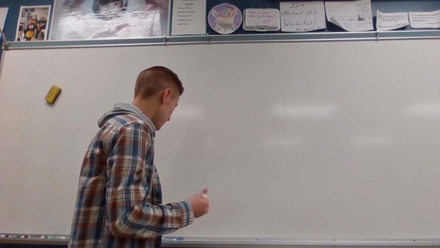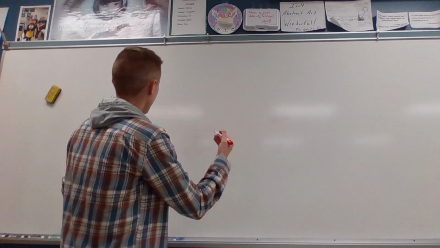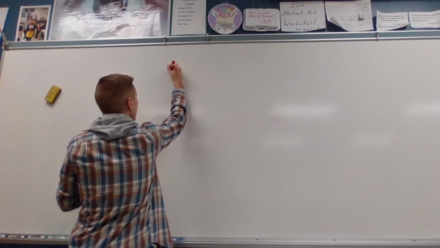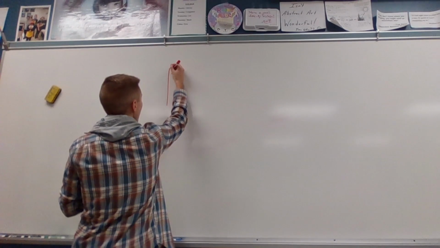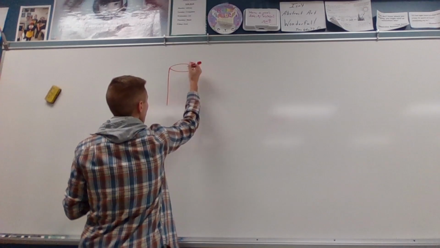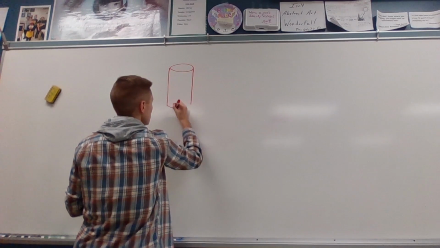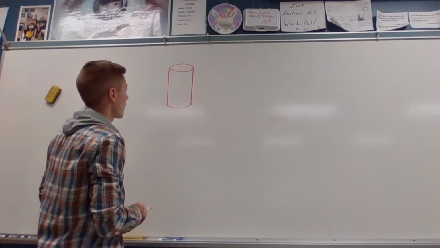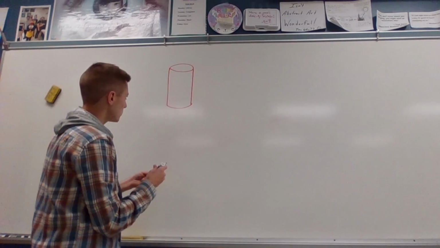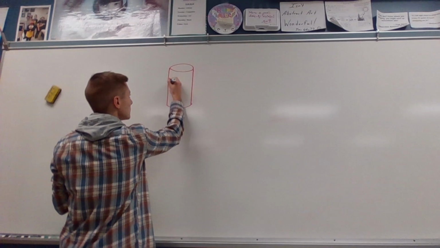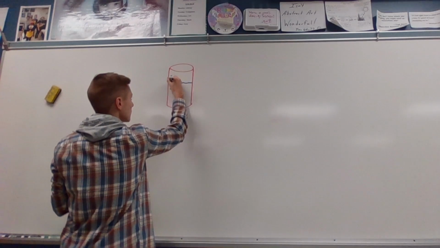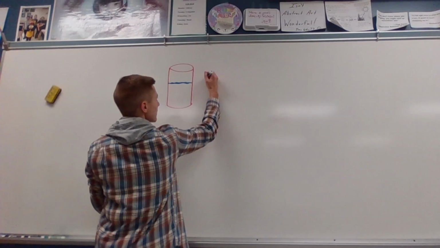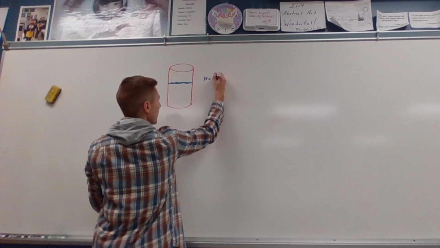Alright, so first I'm going to draw out our initial, what we know basically. So we have, let's say, a container, some sort of cylinder. And in this cylinder, we have an initial height of water. This initial height, we'll say, is equal to 1 meter.